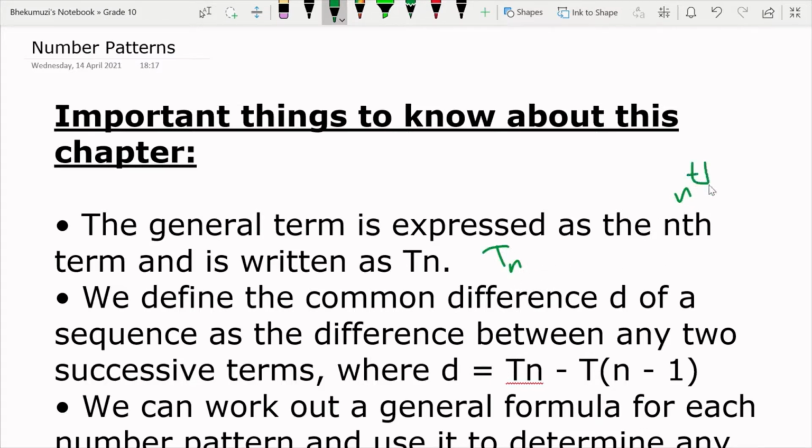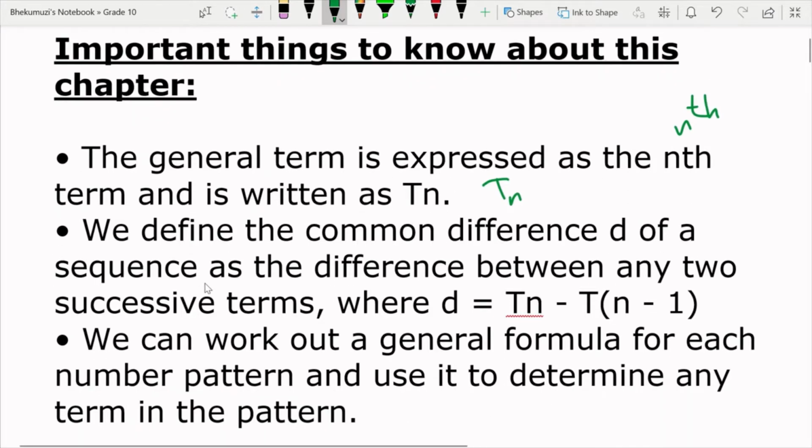And we define the common difference D of a sequence as the difference between any two successive terms, where D is equal to Tn minus Tn minus 1, the term which is one before it. So n minus 1 means the one before it.